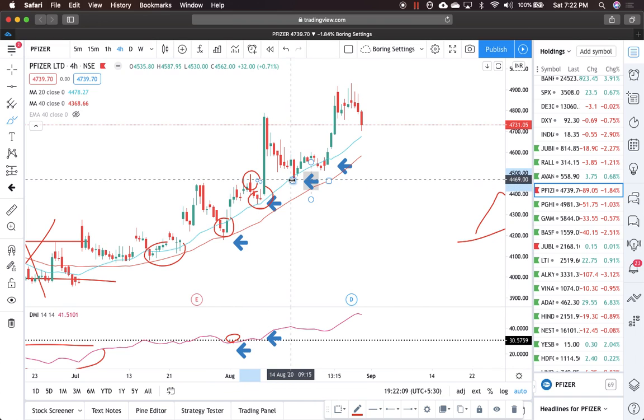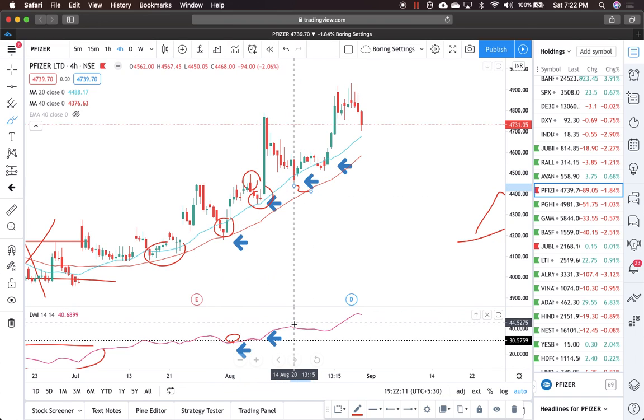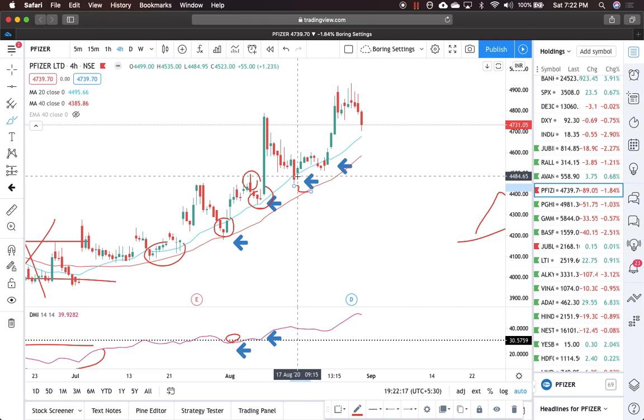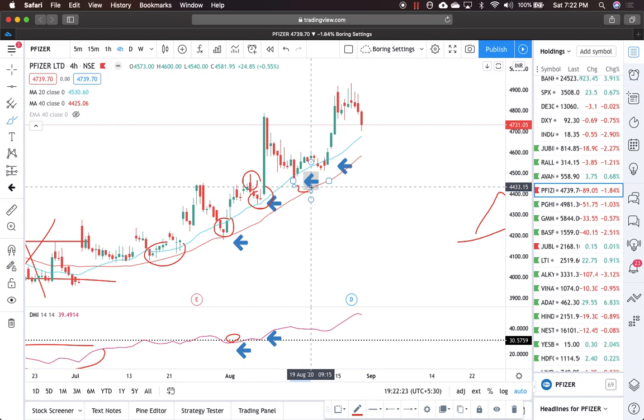The second entry point will be right over here. You can see I'm still above the 30 on the DMI, and I'm taking that 20 moving average. Go long at this point of time. The targets you can define however you want. You can keep it in multiples of your stop loss, so you can do a 1:1 risk or 2:1 risk. You can use pivot points, Fibonacci, whatever you're comfortable with.